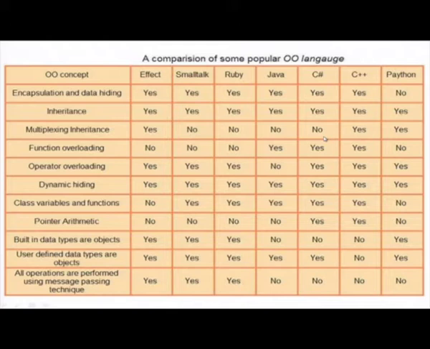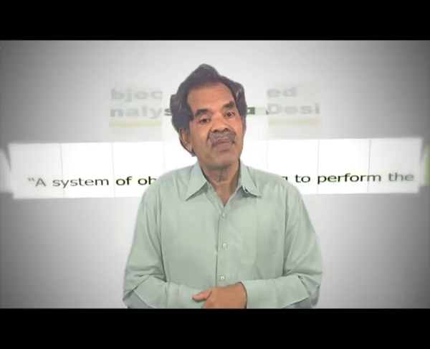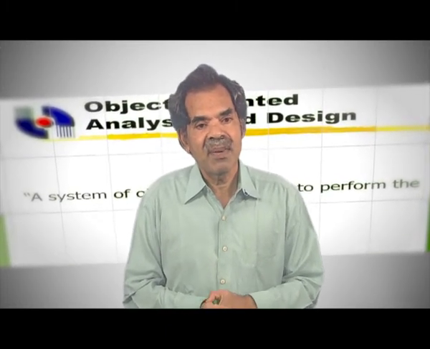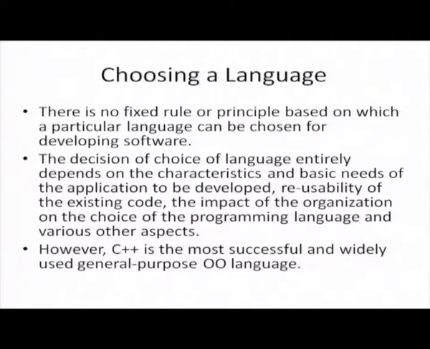A rough table which indicates that the language features are necessary to be studied and mapped onto what are the concepts that enable us to do the problem solving like we have contemplated and improve the people productivity also. There is no fixed rule or principle based on which a particular language can be chosen for developing software. The decision of choice of language entirely depends on the characteristics and basic needs of the application to be developed, reusability of the existing code, the impact of organization on the choice of programming language, and various other aspects.